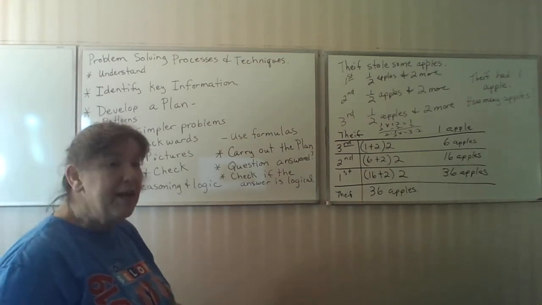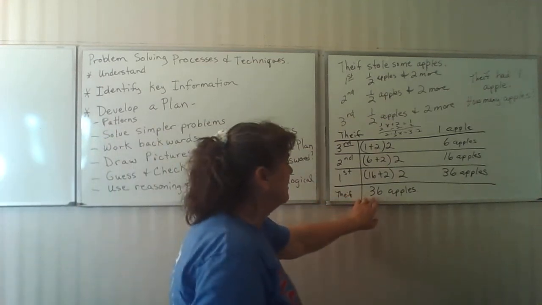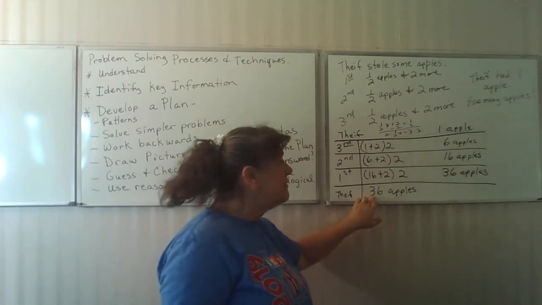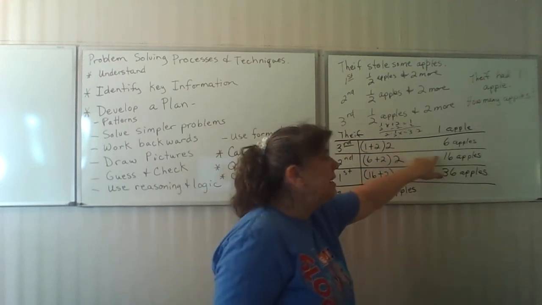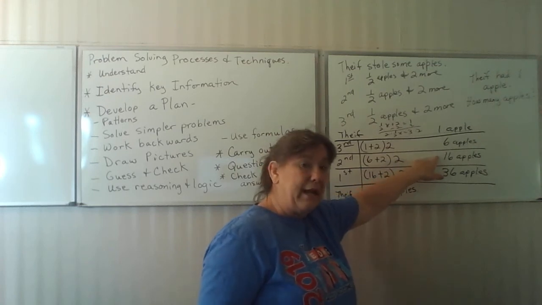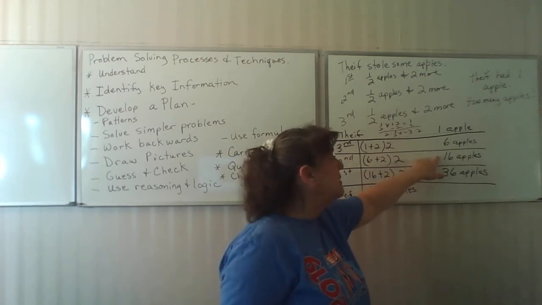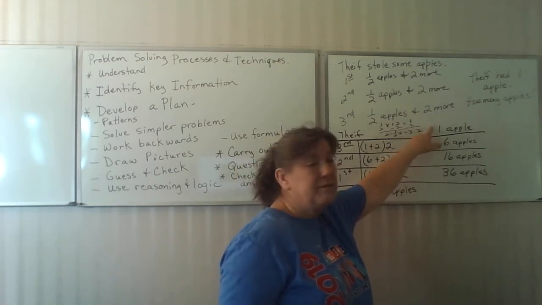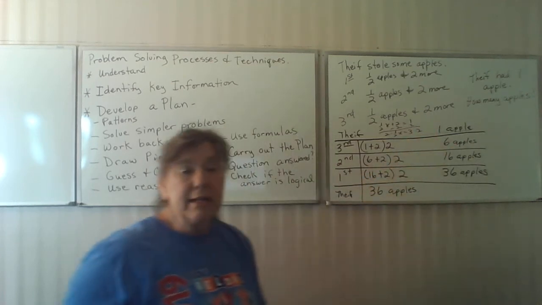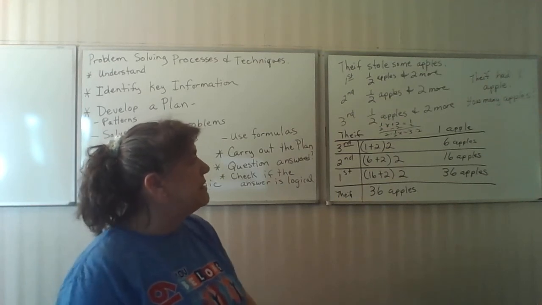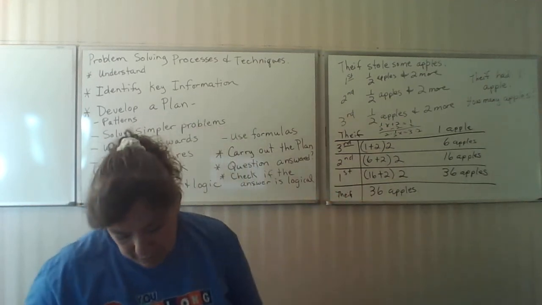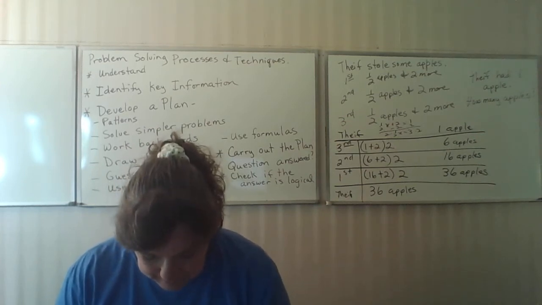Now, we could check it by doing this. 1/2 of 36 is 18, minus 2 more leaves him with 16. 1/2 of 16 is 8, minus 2 more leaves him 6. 1/2 of 6 is 3, minus 2 more leaves 1. So we can check and see if our answer really does make sense. So how many apples did the thief start with? He started with 36 apples.